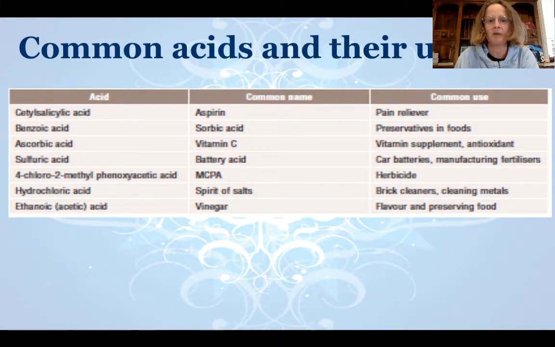So we've met a few common acids. Here are a few more. Aspirin is the common name for acetylsalicylic acid, and aspirin is used as a pain reliever. There are acids as preservatives in food, so sorbic acid is another example. We met vinegar before. You can get vitamin supplements like vitamin C. They are antioxidants. But there's also things like battery acid that you find in your car, herbicides to kill plants, and cleaning materials for cleaning metals. They're all acidic.